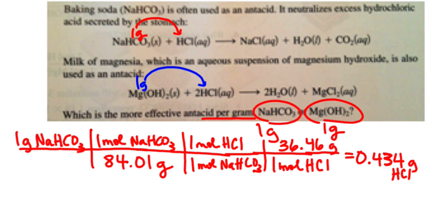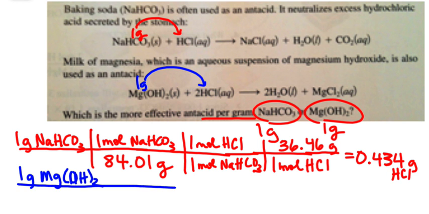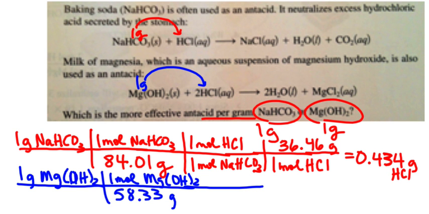All right, now let's do the same thing for the milk of magnesia. So for every 1 gram of Mg(OH)2, got to get to moles. Group 2, what is my molar mass? That's the way to represent. Whatever. None of you even picked up your calculators. All right.